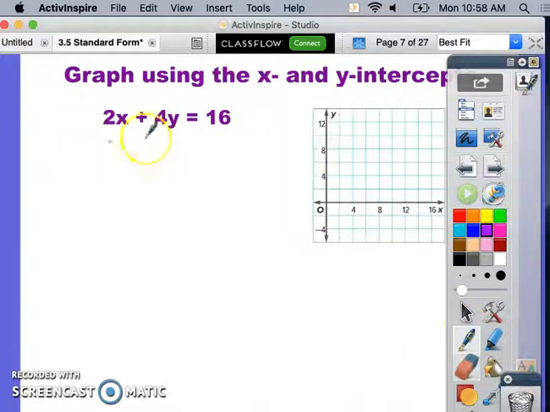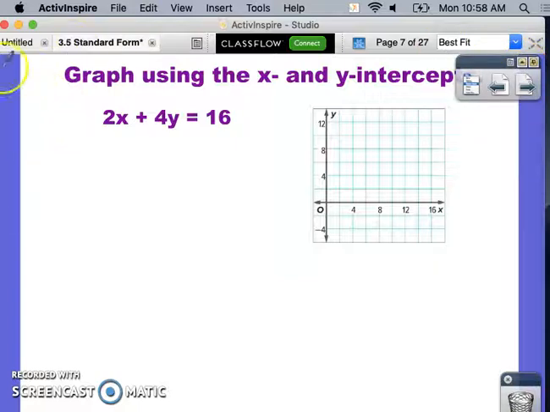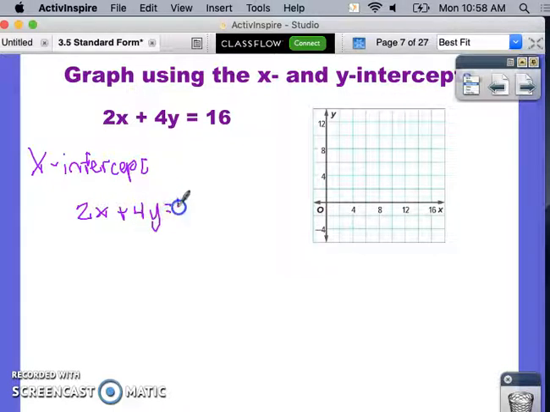All right, so graph using the x and the y-intercepts. So to find the x-intercept, in my equation, what do I replace? I replace the y with 0. So this y becomes 0. Anything times 0 is 0, so it goes away.